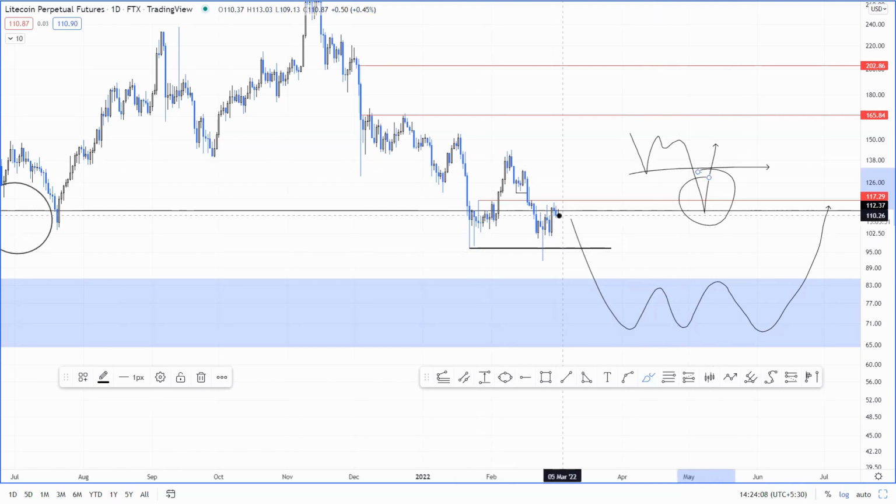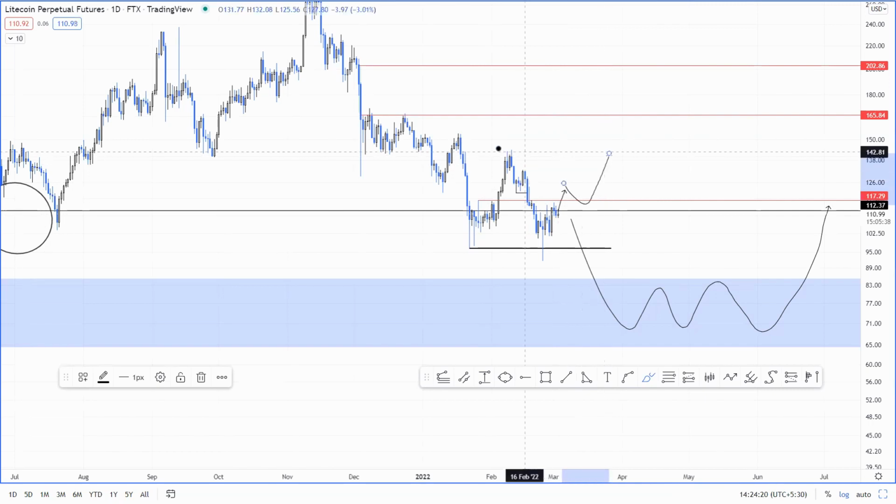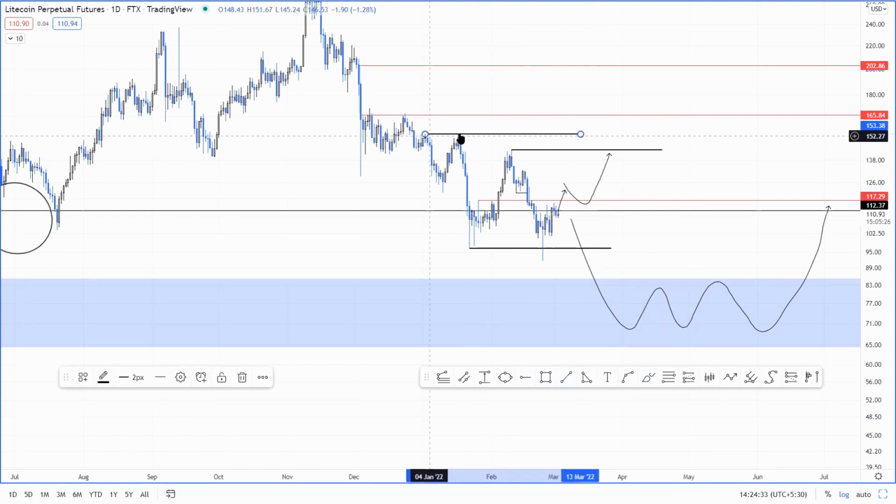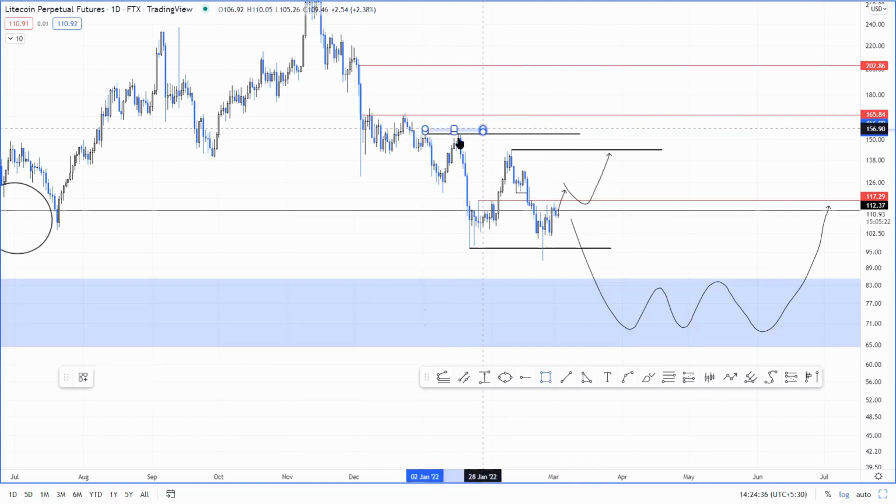So what I'm expecting going ahead for Litecoin is if we get a close above 117, or if we manage to flip the 117 resistance level, then there's a good chance we are going to make a run at either this swing high over here, which is roughly 144, and if we're lucky, we could probably even make a run at this double top and collect the buy stop liquidity resting above it.